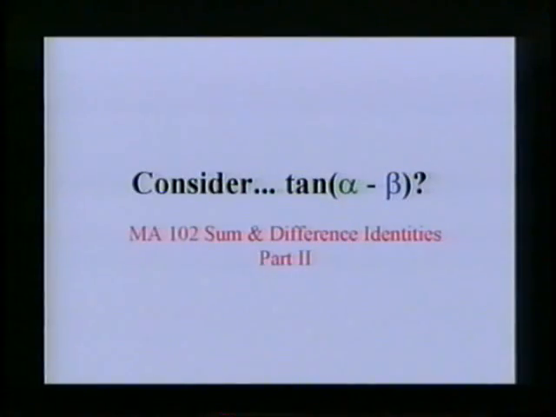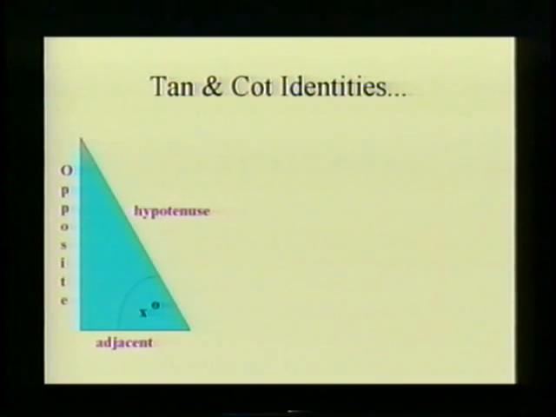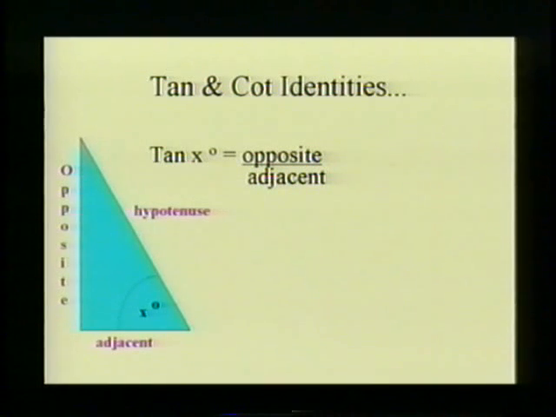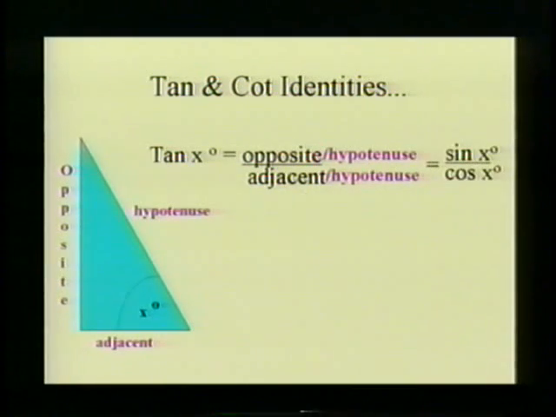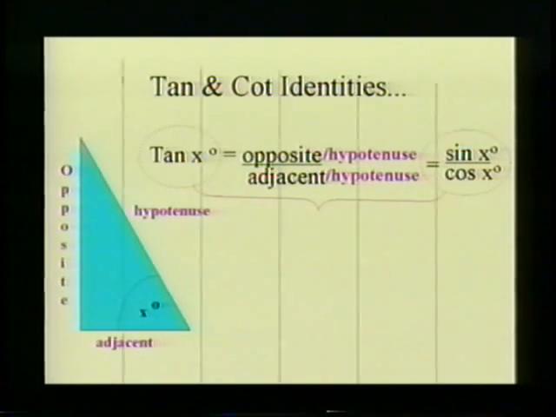Okay, let's see how the tangent fits into this. Consider the difference identities for the tangent. Well, as always, we're going to try and turn the tangent into sines and cosines. Remember that the tangent, by definition, is opposite over adjacent. And if we divide top and bottom of that by the hypotenuse, we've got the opposite over the hypotenuse divided by the adjacent over the hypotenuse. We could really say that the tangent is the sine over the cosine. We did it for last night's homework.